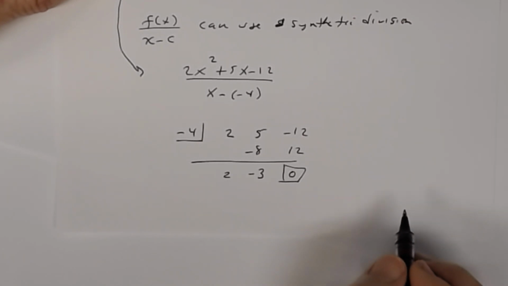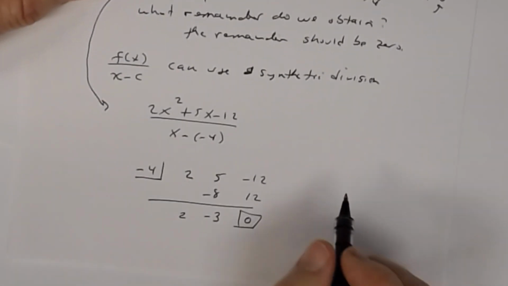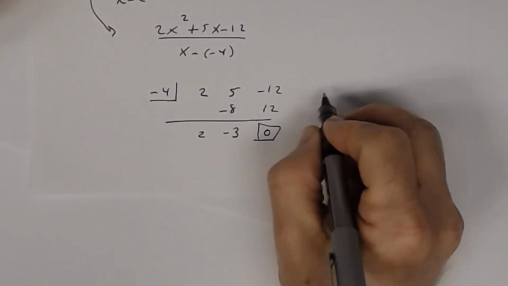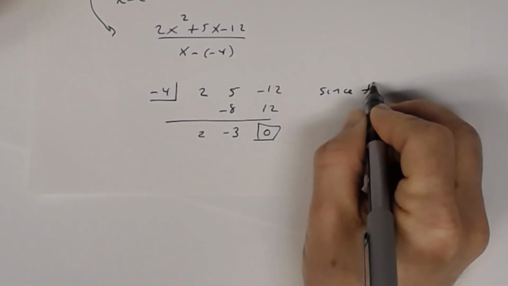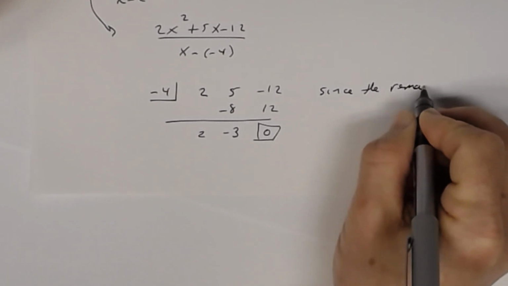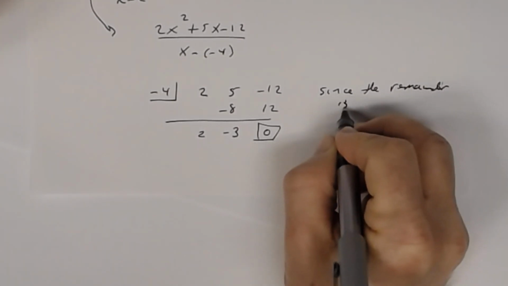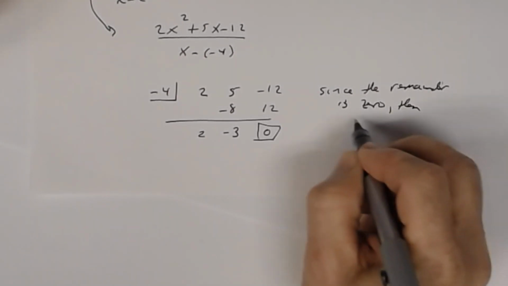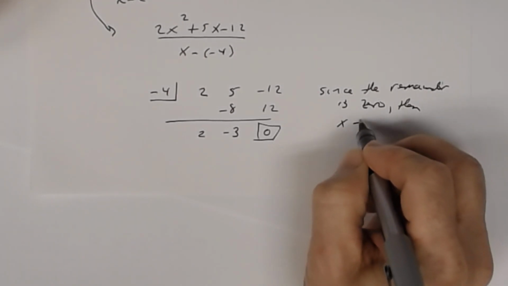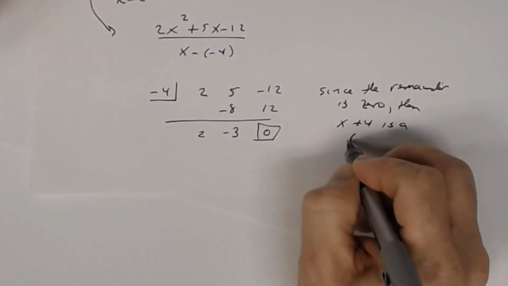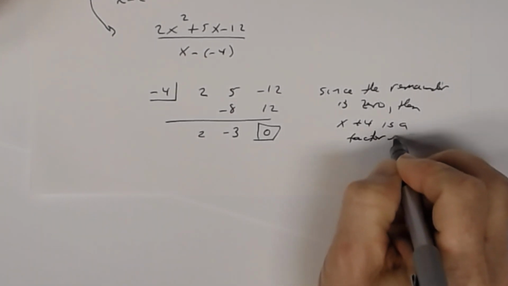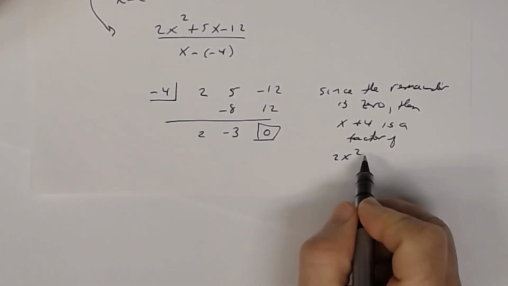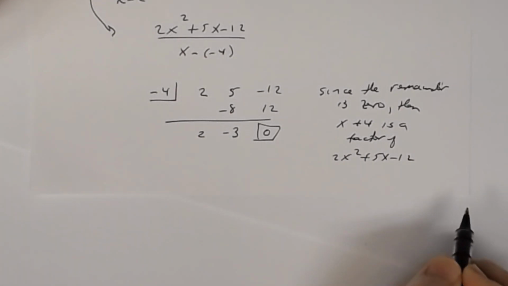And what I want you to notice, see this right here? First of all, the remainder is 0. So since the remainder is 0, x plus 4 is a factor of 2x squared plus 5x minus 12.